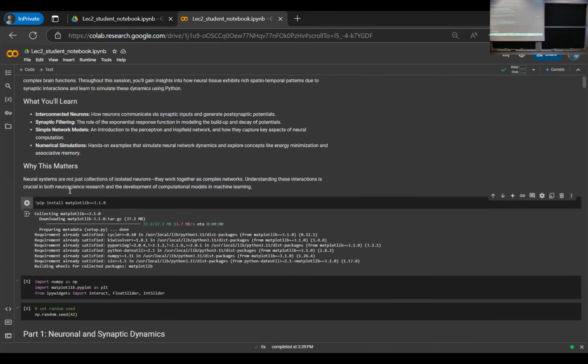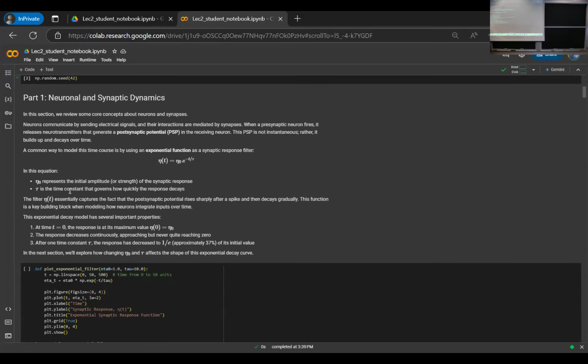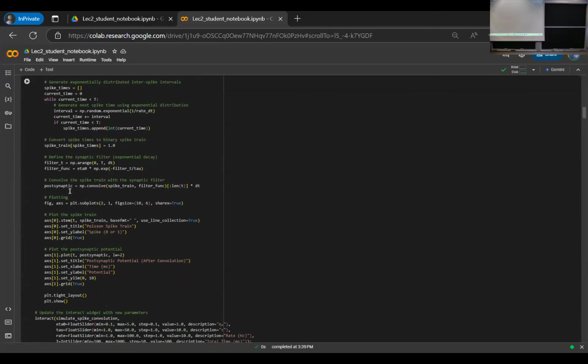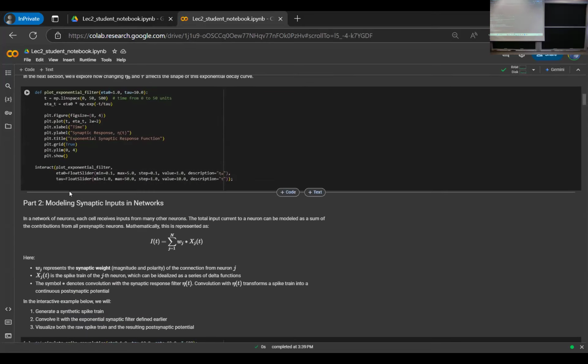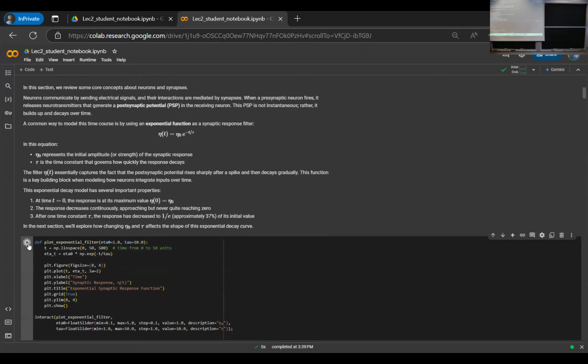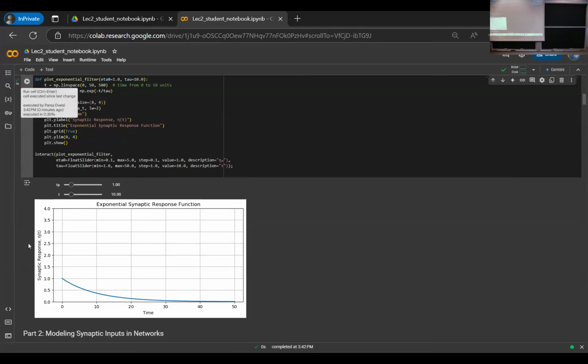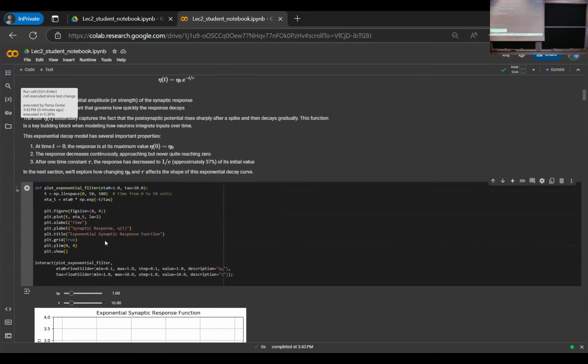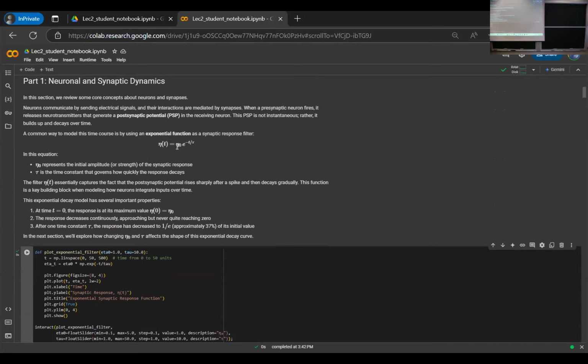So, neural and synaptic dynamics. This is essentially the same thing that John was telling you about. Here, we're trying to approximate the transmission of signals from a presynaptic neuron to a postsynaptic neuron at the level of the synapse. If you remember the figure in the slides, it was a bit of a delayed rising and then decayed falling. A mathematical function that would approximate that same behavior would be an exponential decay function. And this exponential decay function is parameterized by two parameters, eta naught and the time constant.